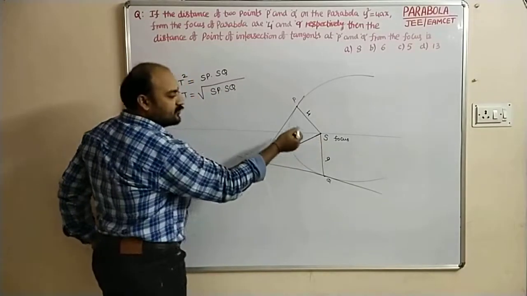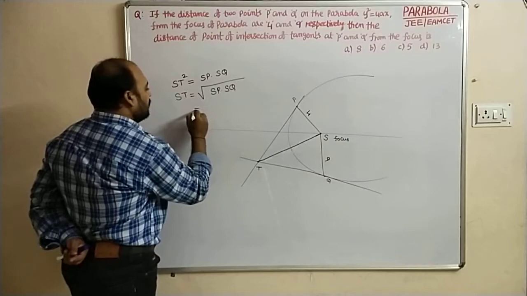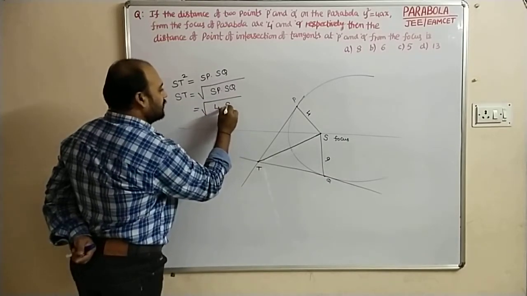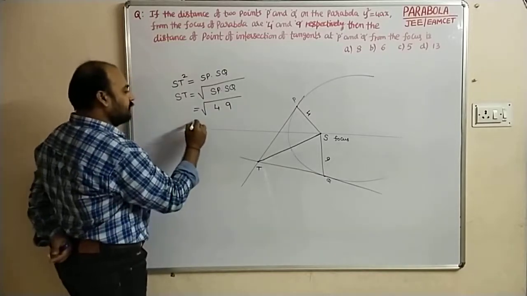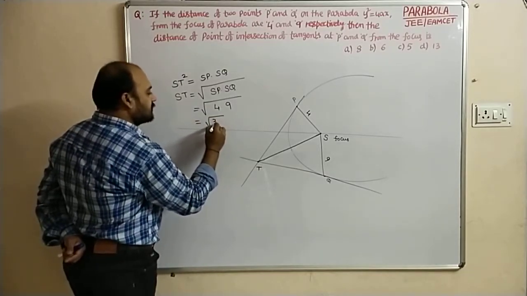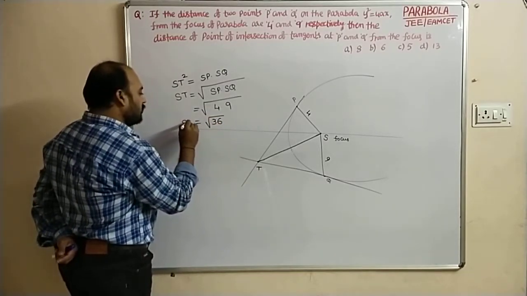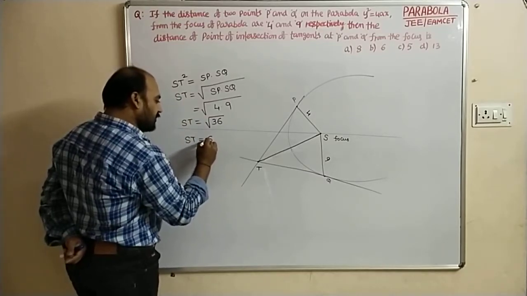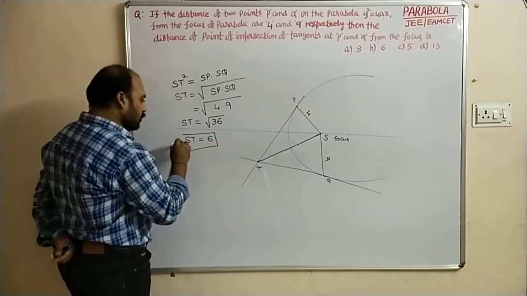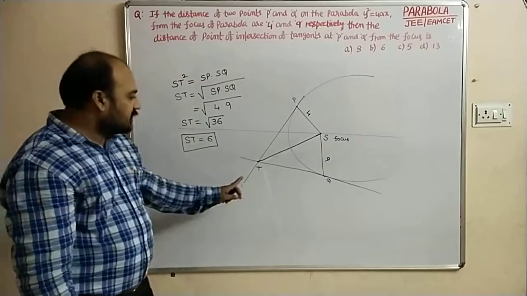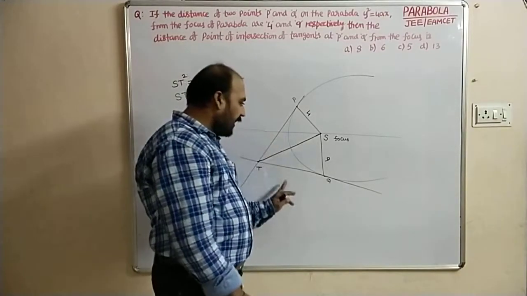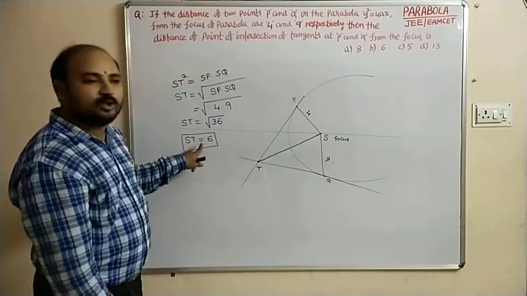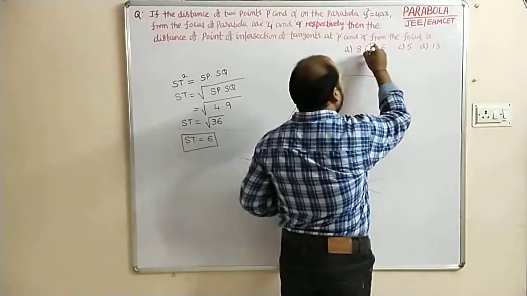Given SP value is 4 and SQ value is 9, square root of SP into SQ, 4 into 9. So root 36. Therefore, the distance from focus to the point of intersection of tangents is equal to 6. Distance from point of intersection of tangents and the focus is equal to 6 units, which is there in the second option.